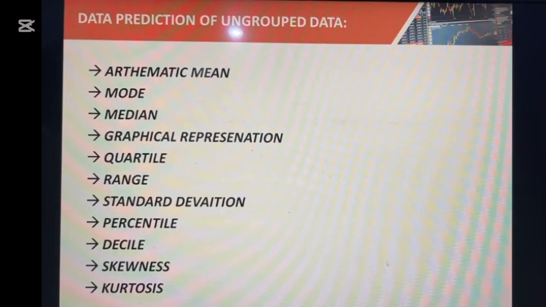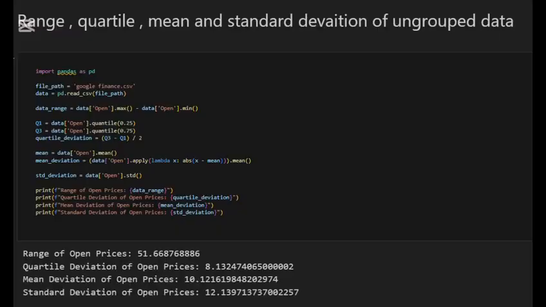We also discuss dispersion metrics, which measure the spread of data. Range, the difference between the highest and lowest opening prices, showing the overall spread. Quartile deviation reflects the spread of the middle 50% of data and helps understand variability. Mean deviation, the average of absolute differences between each price and the mean, offers another perspective on dispersion. And we also calculate the standard deviation. These metrics are crucial for assessing the variability in stock prices. We do this using Python.